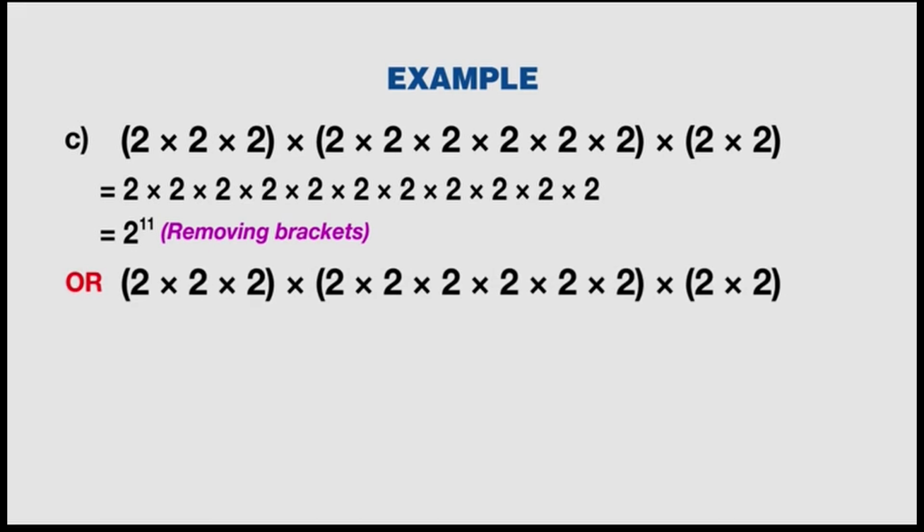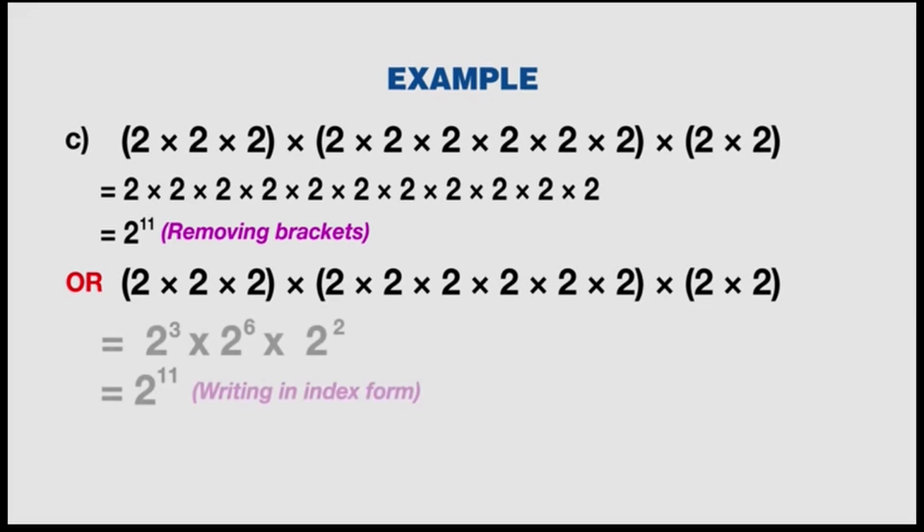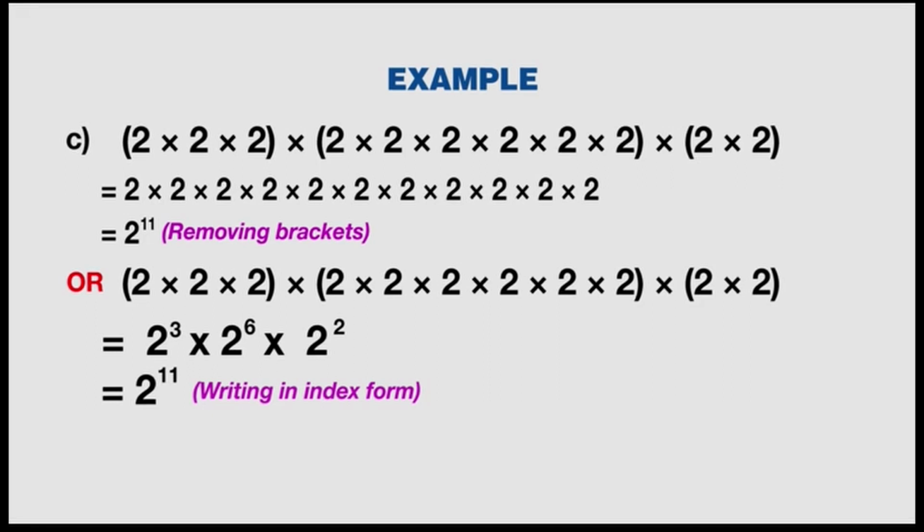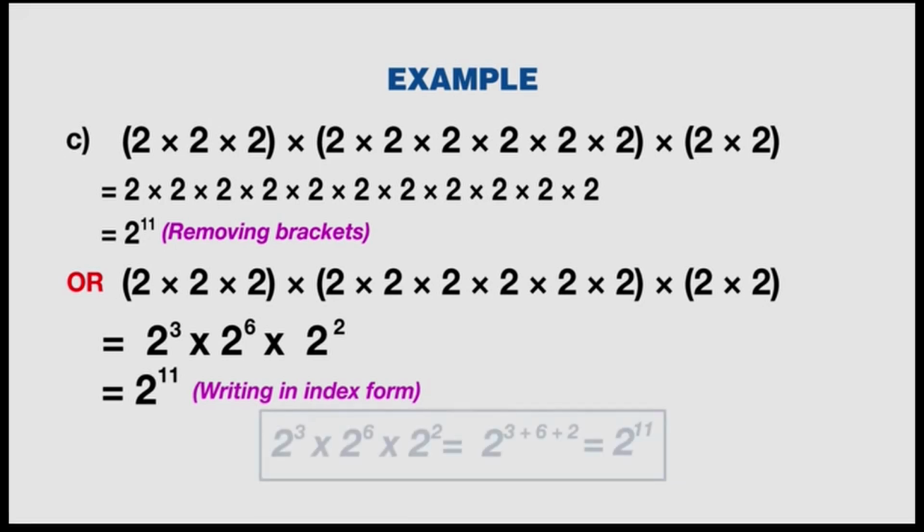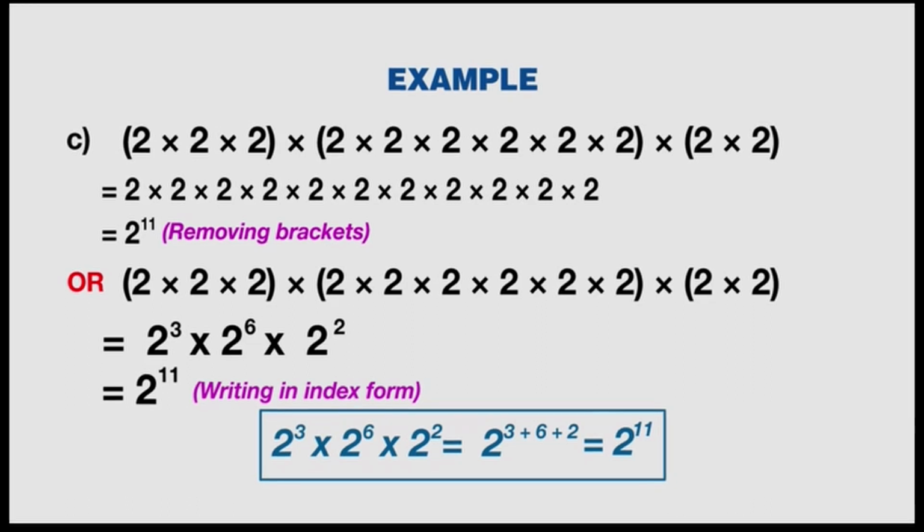On the other hand, we can write each of these brackets as index numbers, and then we can multiply. That gives us 2 raised to the power 3 times 2 to the power 6 times 2 raised to the power 2. And again, we will say that that is equal to 2 raised to the power 11. Once again, you can use the short form for working this question. Put down the common base, which is 2. Then add the exponents. So you get 2 raised to the power 3 plus 6 plus 2. And that gives us 2 raised to the power 11.